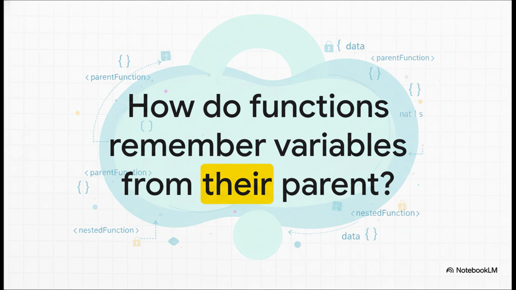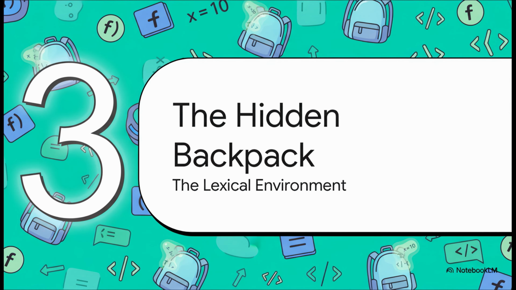Okay, but this brings us to the central mystery. Think about it. The parent function runs, it does its thing, and then it's finished. Poof, it's gone from the call stack. But it returned that little nested function to us. So later on, maybe much later, when we call that nested function from a totally different part of our code, how on earth does it still remember the parent's variables? Where are they even being kept? It feels like magic. Well, it's not magic, but it's close.